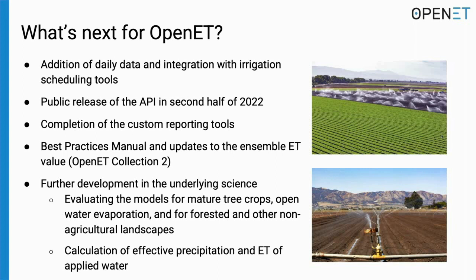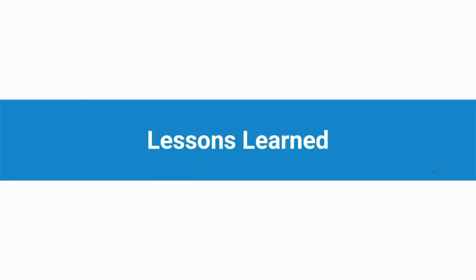And then also continuing to develop and improve the models for forests and other non-agricultural landscapes. And then another last major piece on our roadmap here is developing workflows to automate the calculation of effective precipitation so we can compute ET of applied water across the West.